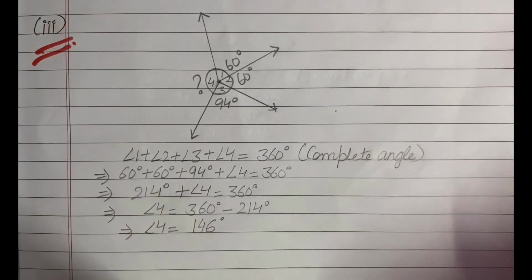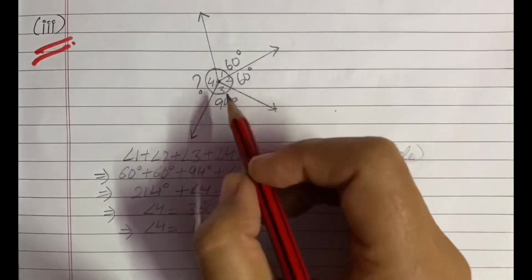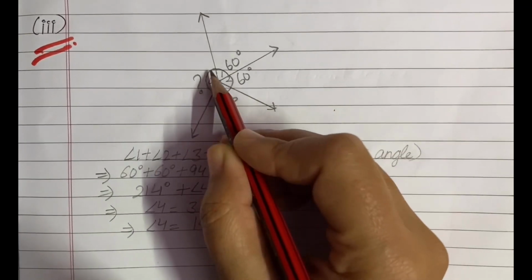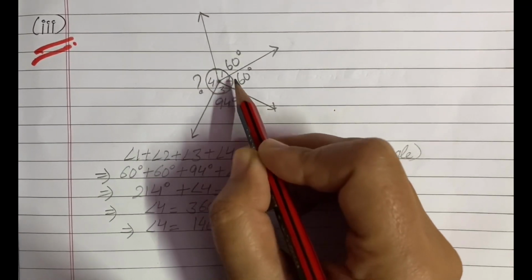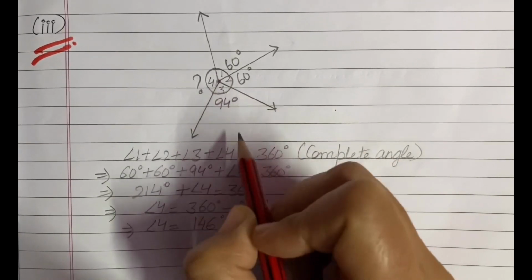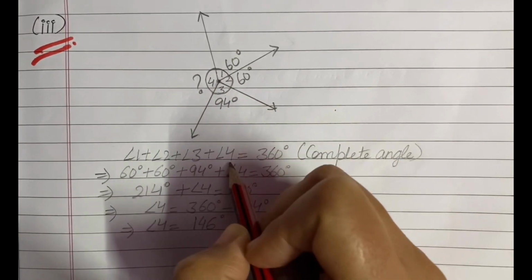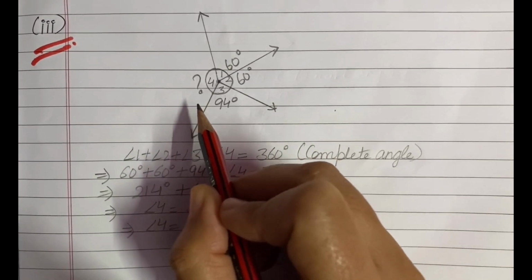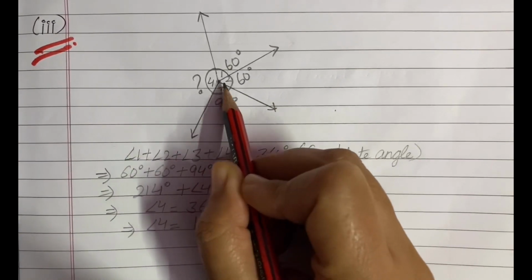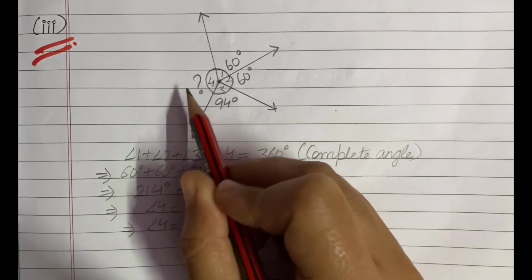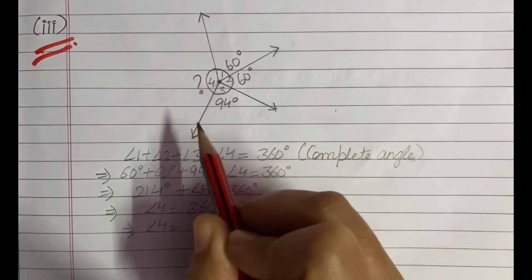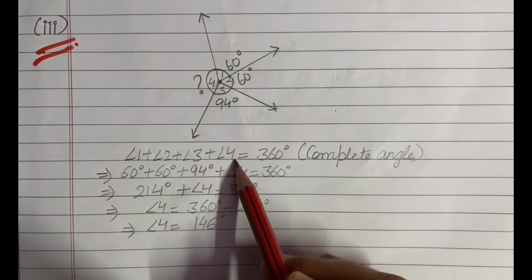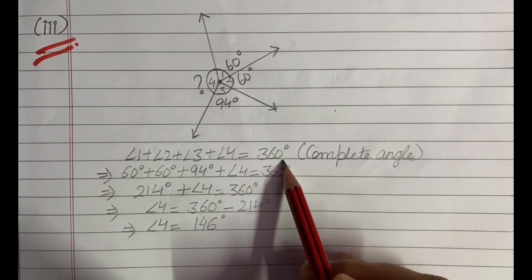Next is third part. And now students, in the diagram you will see, around the point we have four angles, and the first angle is 60 degree, the second angle is 60 degree, the third angle is 94 degree, and we have to find the fourth angle. And we know that the sum of the angles around a point is 360 degree. That means it forms a complete angle. So angle 1 plus angle 2 plus angle 3 plus angle 4 is equals to 360 degree.